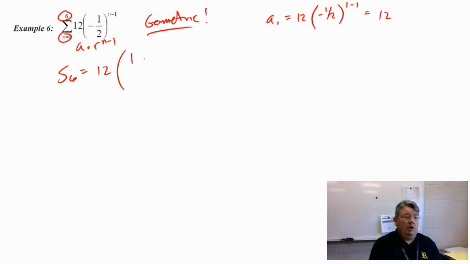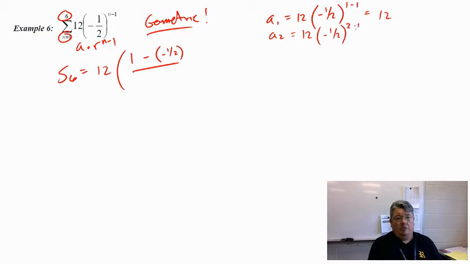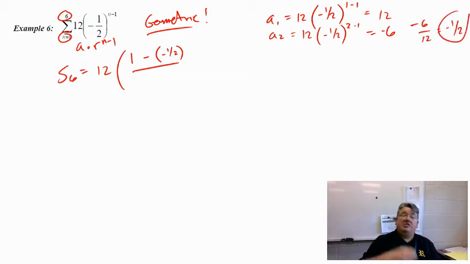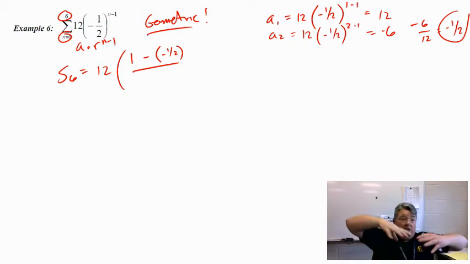So 12 times 1 minus the ratio, which is negative 1/2. And I could find the ratio by finding the first term and the second term. And the second term is going to be 12 times negative 1/2 to the power of 2 minus 1, which will be negative 6. And I could take, hey, negative 6 over 12. That gives me negative 1/2. So I could find the second term and the first term and divide them and get the ratio.